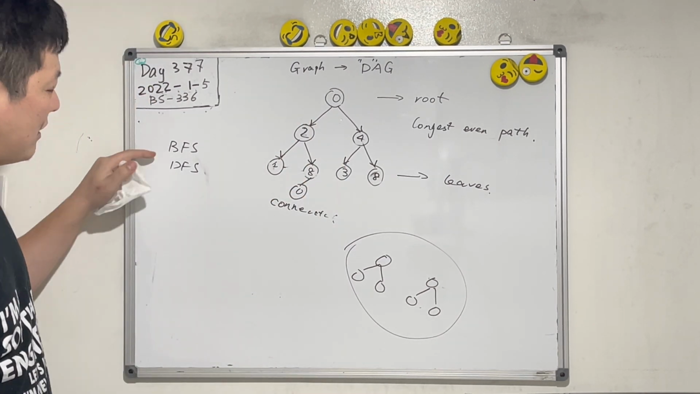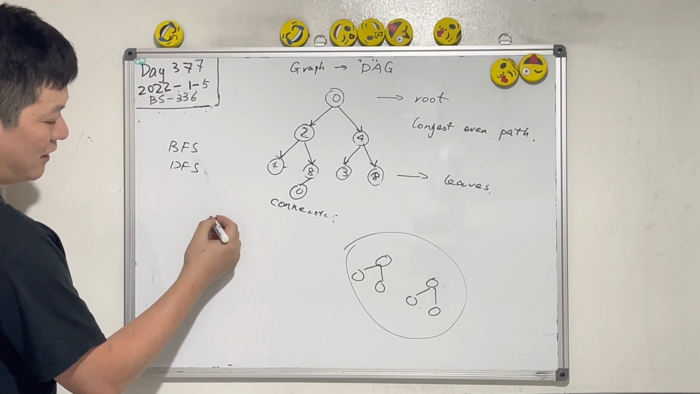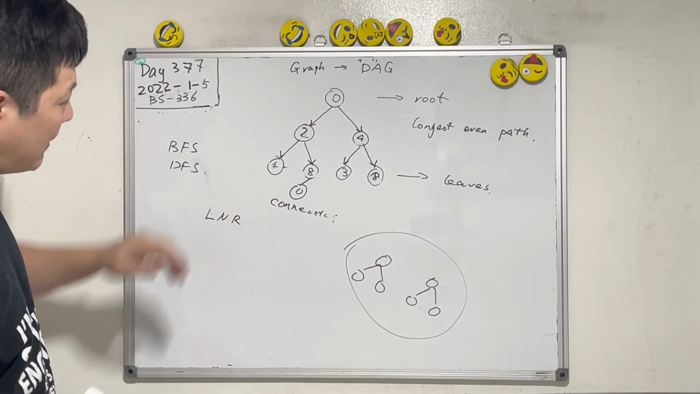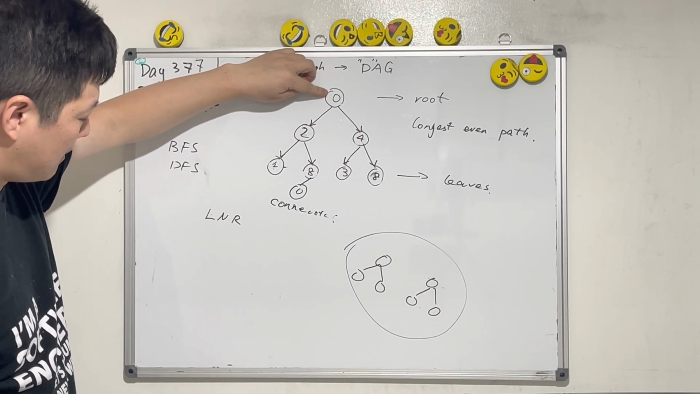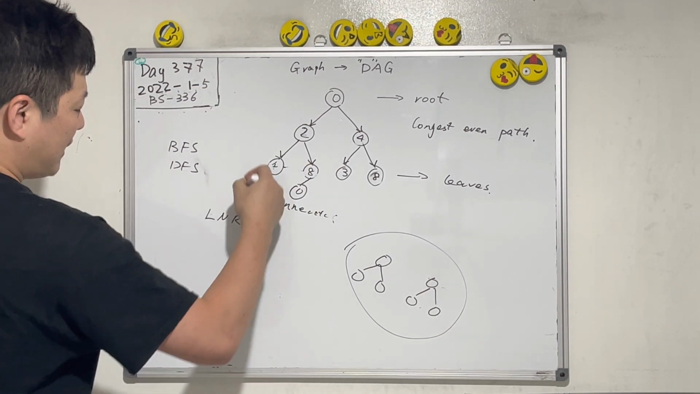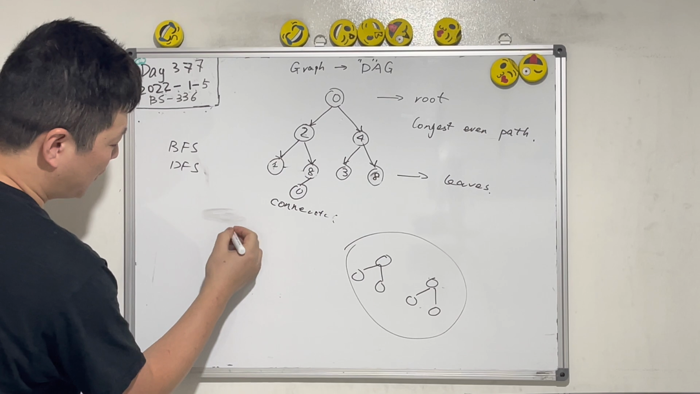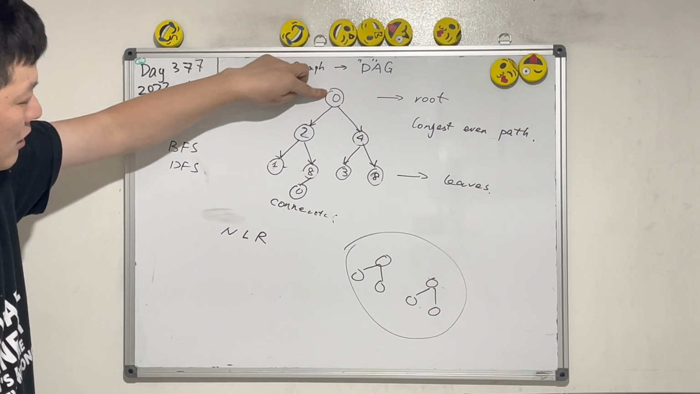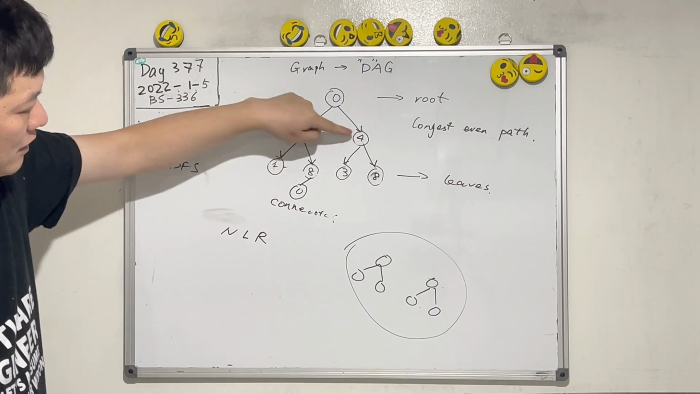What if it's in order? You know the in-order? Left, node, right. Okay, in order. What's the sequence for the in-order? Okay, so let's maybe do it pre-order. Node, left, right. Let's be 0, 2, 4, 8, 0, 4, 3, 8.